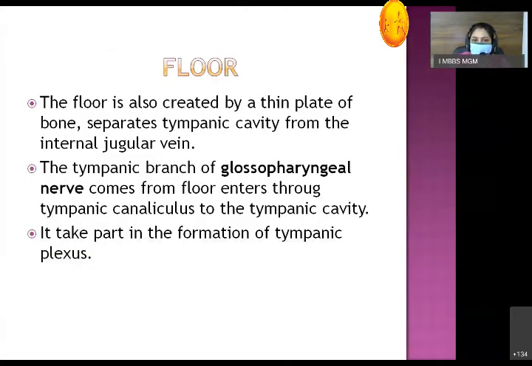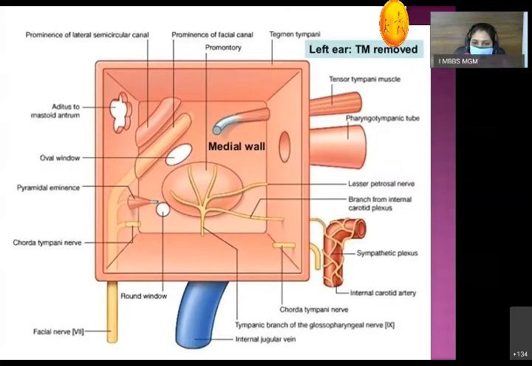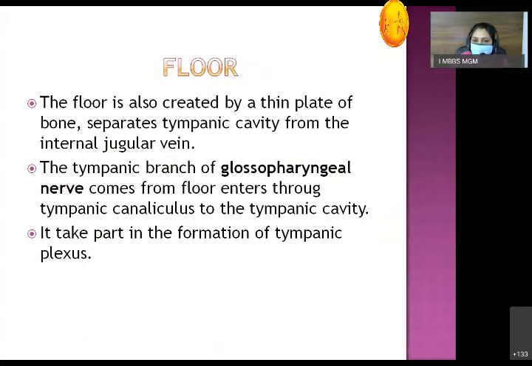Now the floor. The floor is formed by a thin plate of bone again, which separates the tympanic cavity from the internal jugular vein or jugular bulb. So if you see the floor of this cavity, this is the floor of the cavity. It separates this from the internal jugular vein or the jugular bulb.